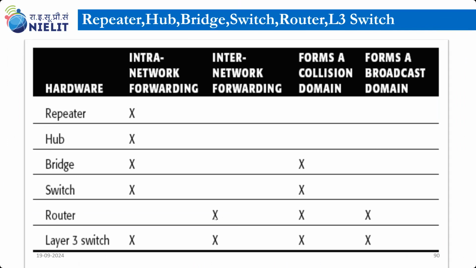Router is an inter-networking device. It has multiple collision domains. It has multiple broadcast domains. L3 switch is a special switch having routing capability and switching capability. It means L3 plus L2 functions are both available in L3 switch. So it can have intra-network forwarding. It can have inter-networking forwarding. It can have multiple collision domains. It can have multiple broadcast domains.